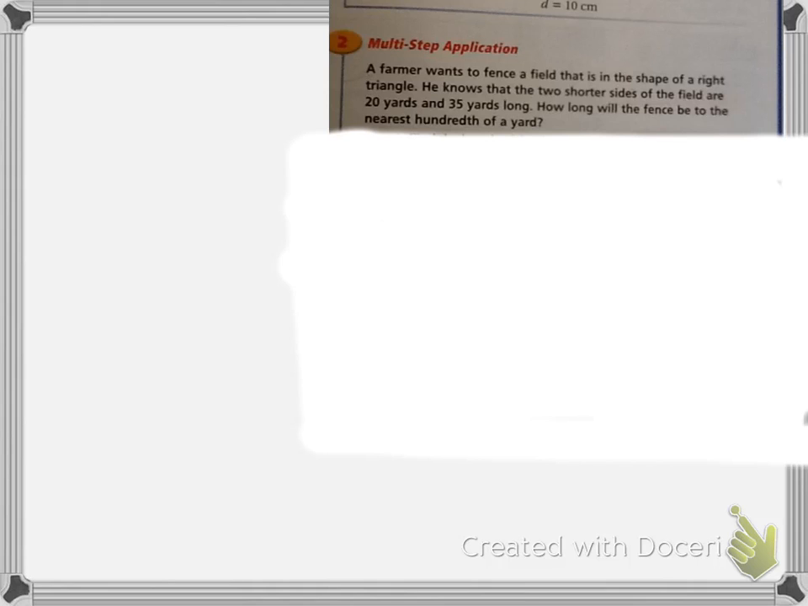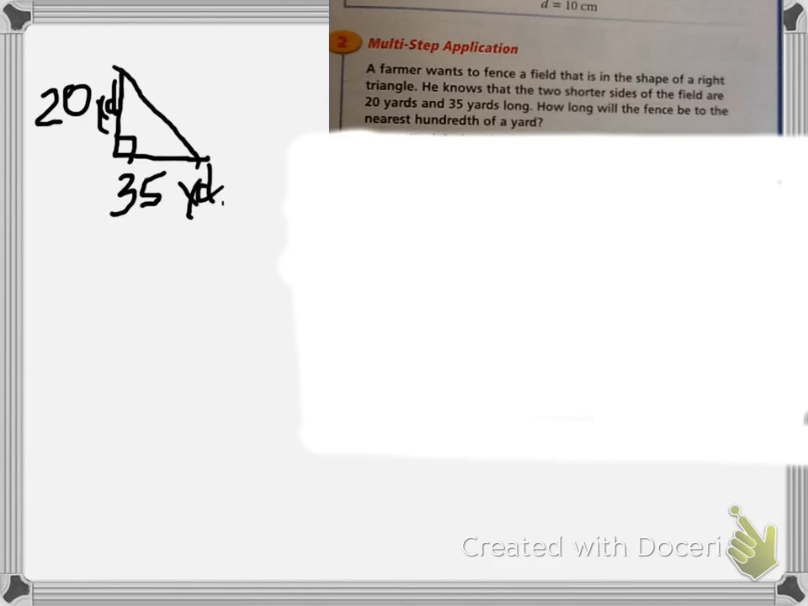Okay, so let's start with what we know. We know that we're going to be making a right triangle, and that the shorter sides, here's our right triangle, shorter sides are 20 yards. That says yards, I promise. And 35 yards. How long will the fence be to the nearest hundredth of a yard? Well, we first need to find that missing side. And we know how to do this.